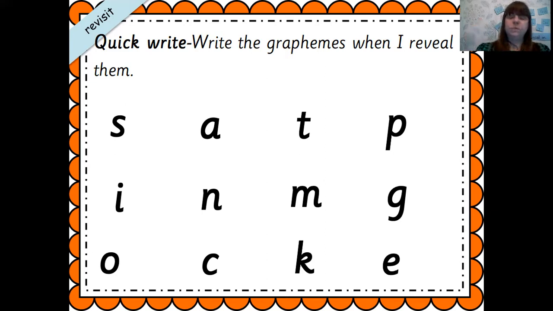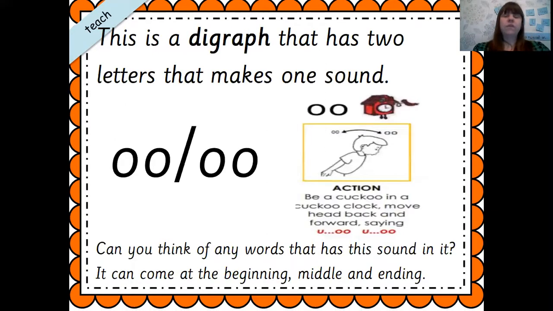Perfect, well done. We're going to move on to our digraph today. This is a digraph that has two letters that make two sounds. oo makes the short vowel oo and the long vowel oo. Can we all say it? It makes the short vowel oo and the long vowel oo. You should say that to help you remember that it has two sounds.